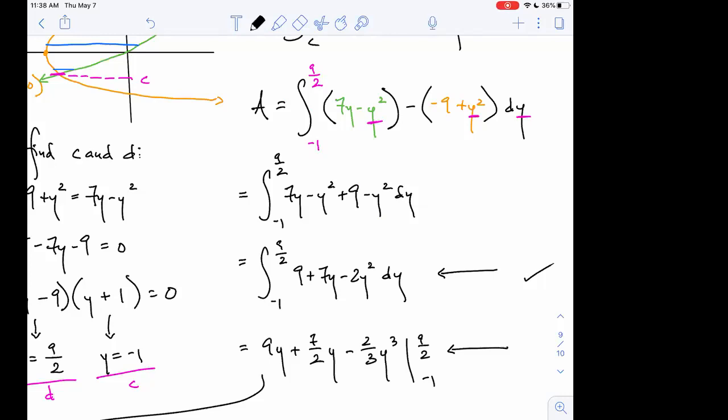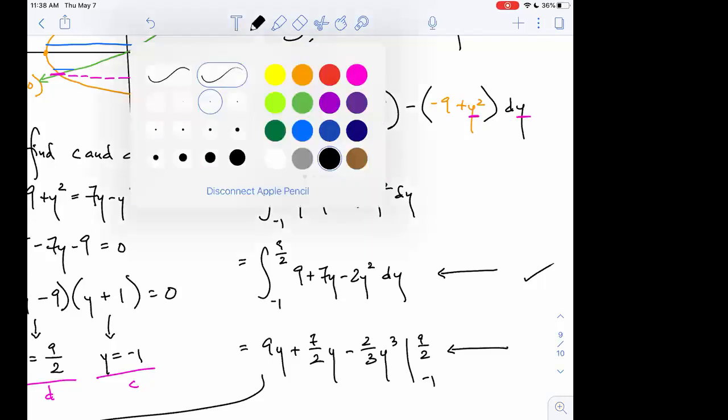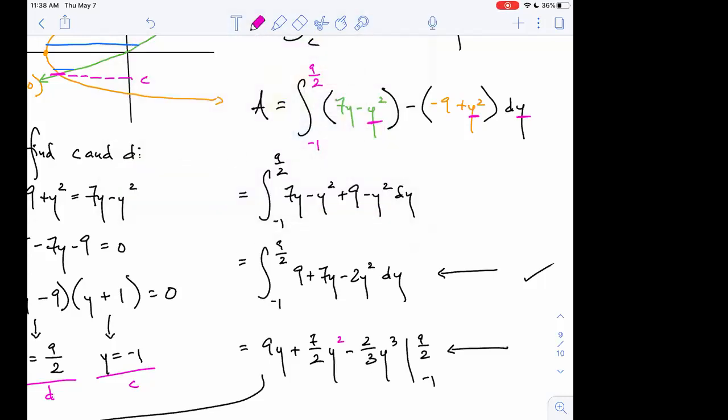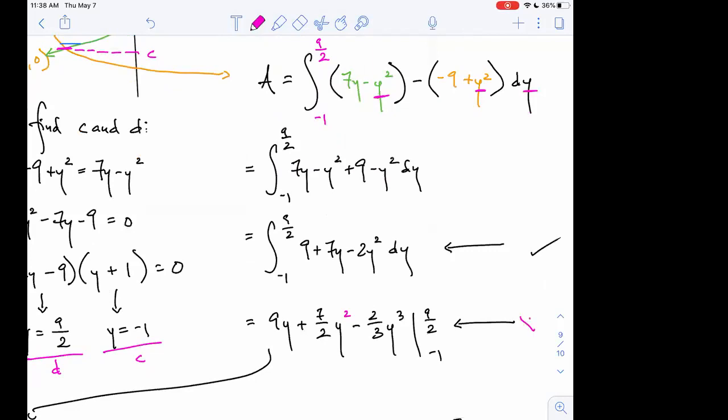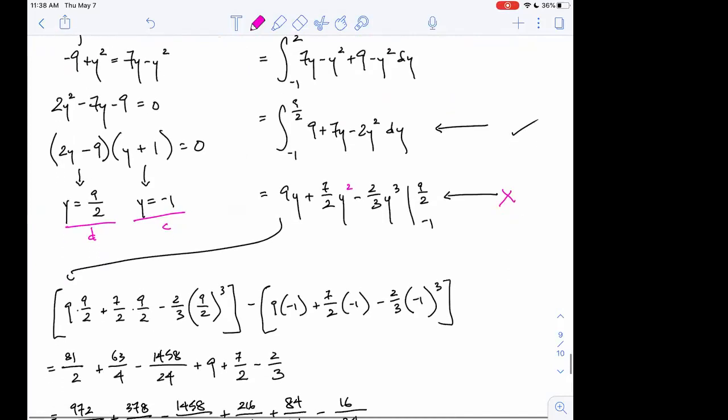Should it be 7/2y squared? Yes, indeed. Yeah, that squared has to be there, right? When we're taking that antiderivative, we want to make sure that we increase the power by 1 if it's a power rule situation, right? So unfortunately for me, my mistake was very early on.